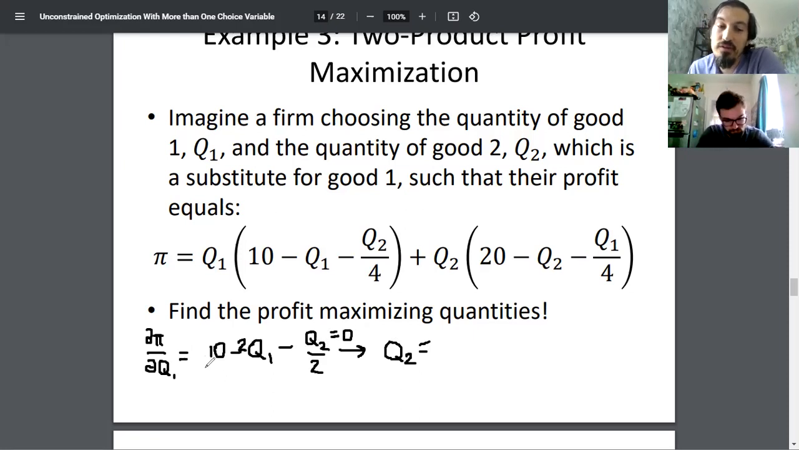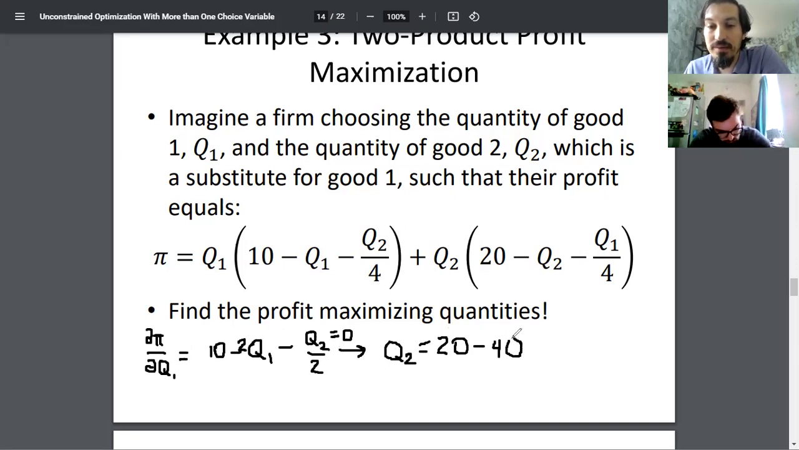You're going to want to solve this system of equations. Maybe methodologically you would prefer to first write out the first order conditions and then solve them. That's probably a cleaner way to do it. But right now, because I'm conserving space, I'm simplifying this equation to say Q2 equals, once I move it to the right side and multiply by 2, 20 minus 4 Q1, I believe.